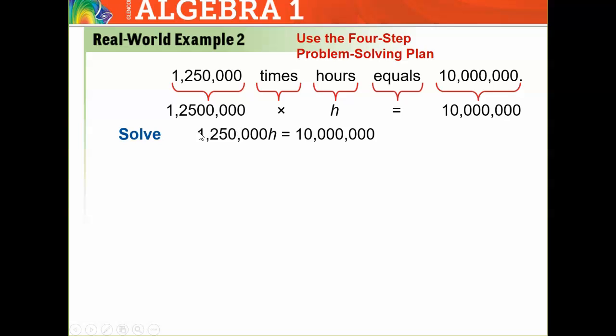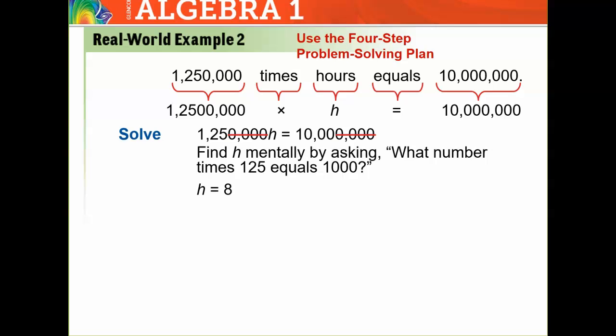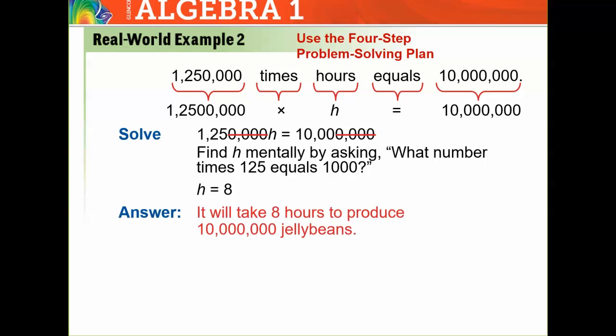Solve for H. So, Abby, you said you had an answer for me. What did you get for H? 8 hours. Yep. Perfect. It takes 8 hours to produce 10 million jelly beans. So we divided both sides by 1,250,000 to get 8. Everybody okay with that?